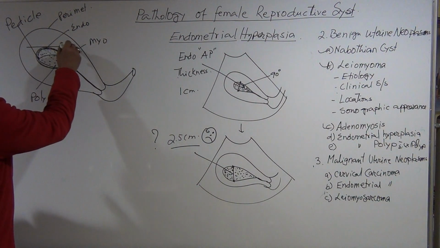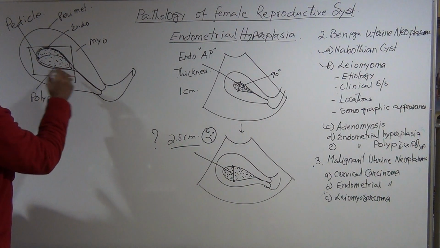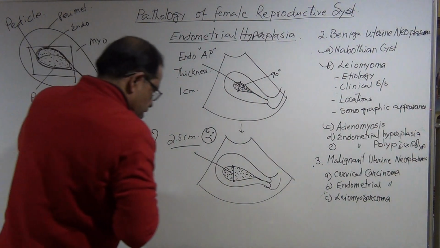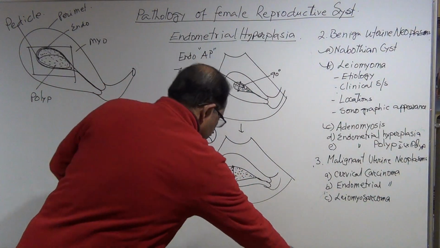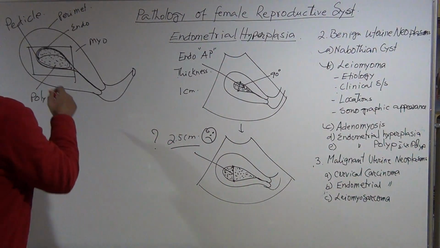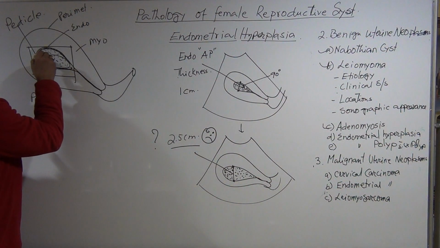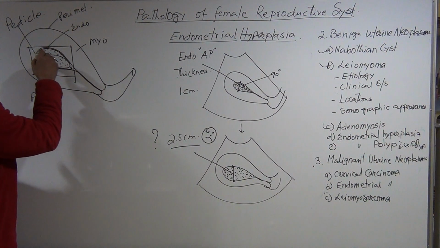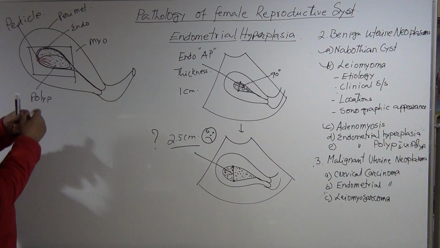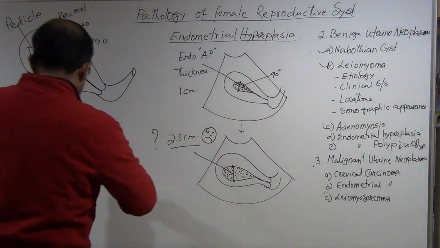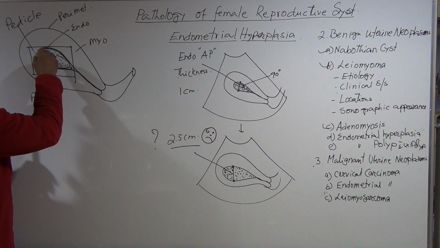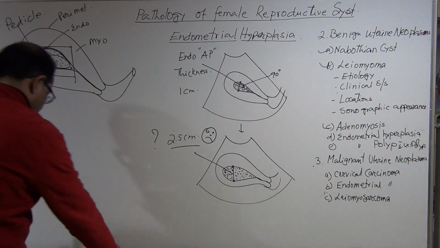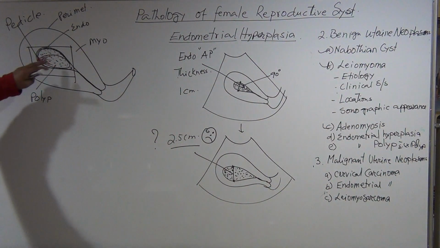Now click the color. Click color. Then what you are going to see here is blood vessels passing through the pedicle, and this is homogeneous, hypoechoic.